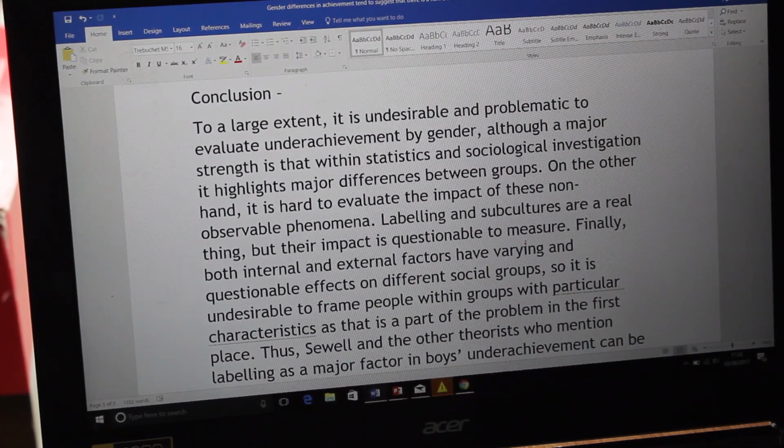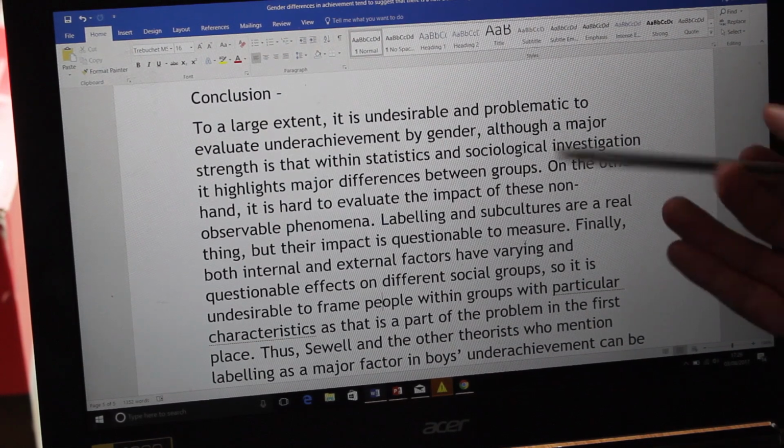So, to a large extent, it's undesirable and problematic to evaluate underachievement by gender, although a major strength is that within statistics and sociological investigation, it highlights major differences between groups. So I'm saying it's hard to look at underachievement through gender because there's many different things happening. You can't look at boys underachieving without taking into account class, because working class boys are at the bottom of the pile, whereas white middle class boys are further up.